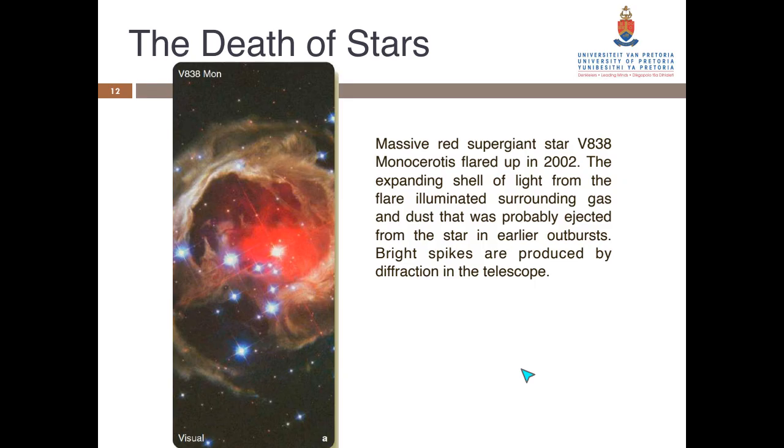The massive red supergiant star V838 flared up in 2002, and the expanding shell of light from the flare illuminated surrounding gas and dust that was probably ejected from the star in earlier outbursts. The bright spikes are produced by diffraction in the telescope.